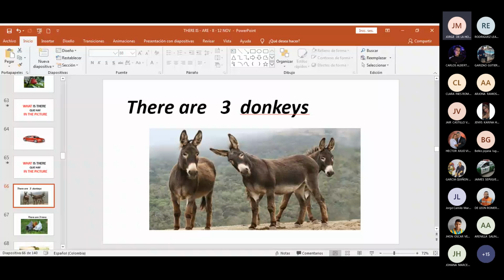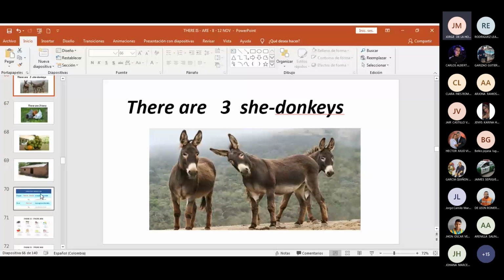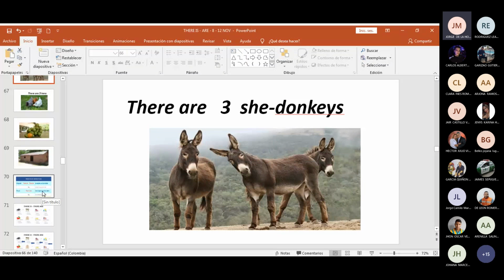Masculine. And when I want to indicate if they are masculine, student, it is very easy. You place it in front like this: there are 3 he donkeys. Okay, teacher, and if they are feminine, there are 3 she donkeys. So he or she: he dog, she dog. What does he dog mean? It is male dog. And she dog? Female dog. You are going to indicate masculine or feminine by placing the he or she. He cat is a male cat, and she cat is a female cat. So it's very easy.